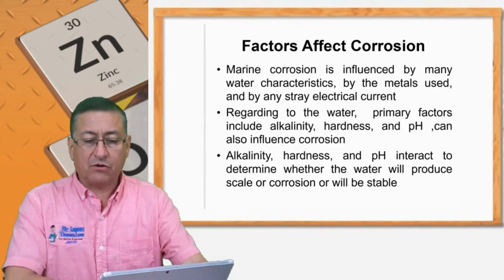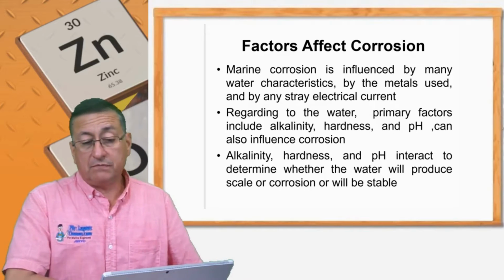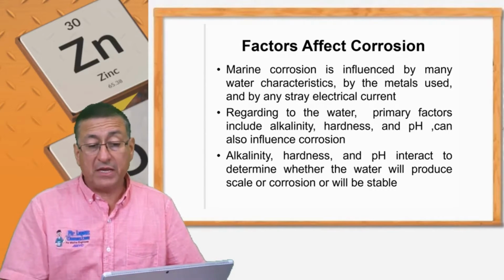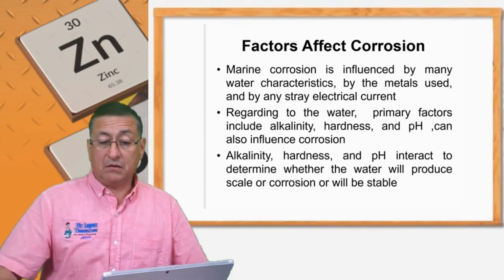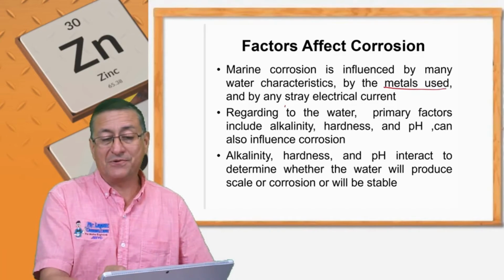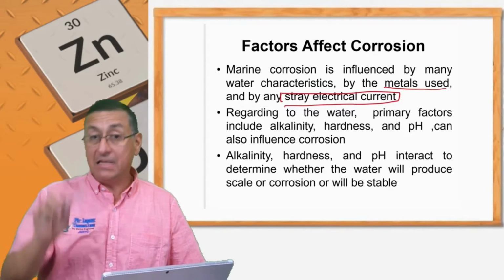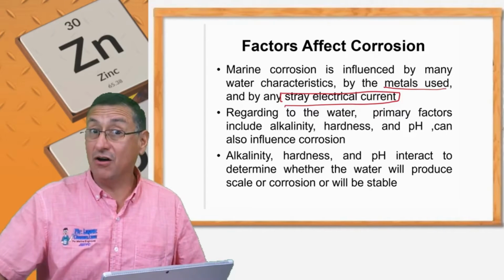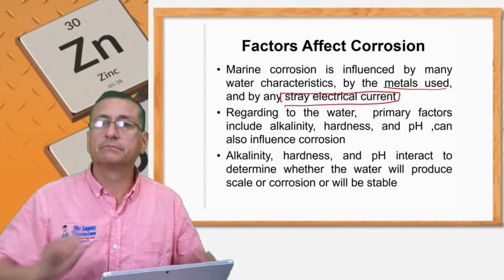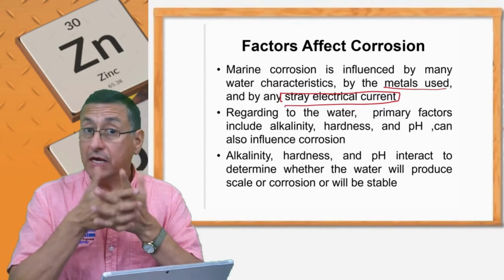Okay, factors that affect the corrosion. Marine corrosion is affected by many characteristics. By the metals, the metal is important, and the straight current. The DC current that is moved on the metals. Let me explain something. What is the meaning of a straight current? A straight current is DC current.